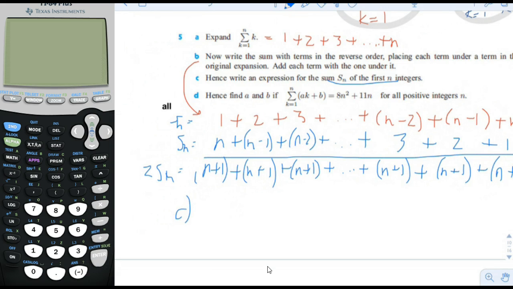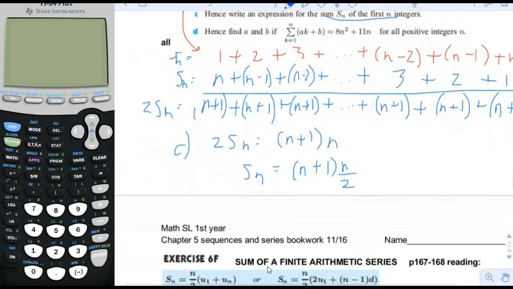So we know that 2Sn is equal to n plus 1 times, how many terms are there? There's n terms, right? And then we can divide both sides by 2 with algebra, and then we end up with that: n plus 1 times n divided by 2.